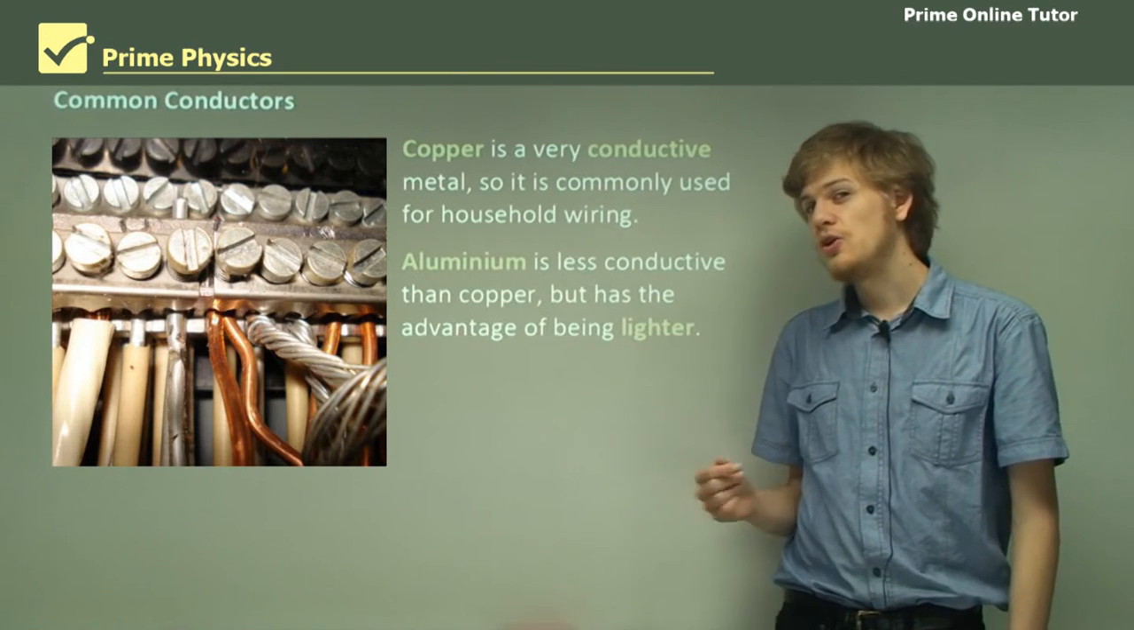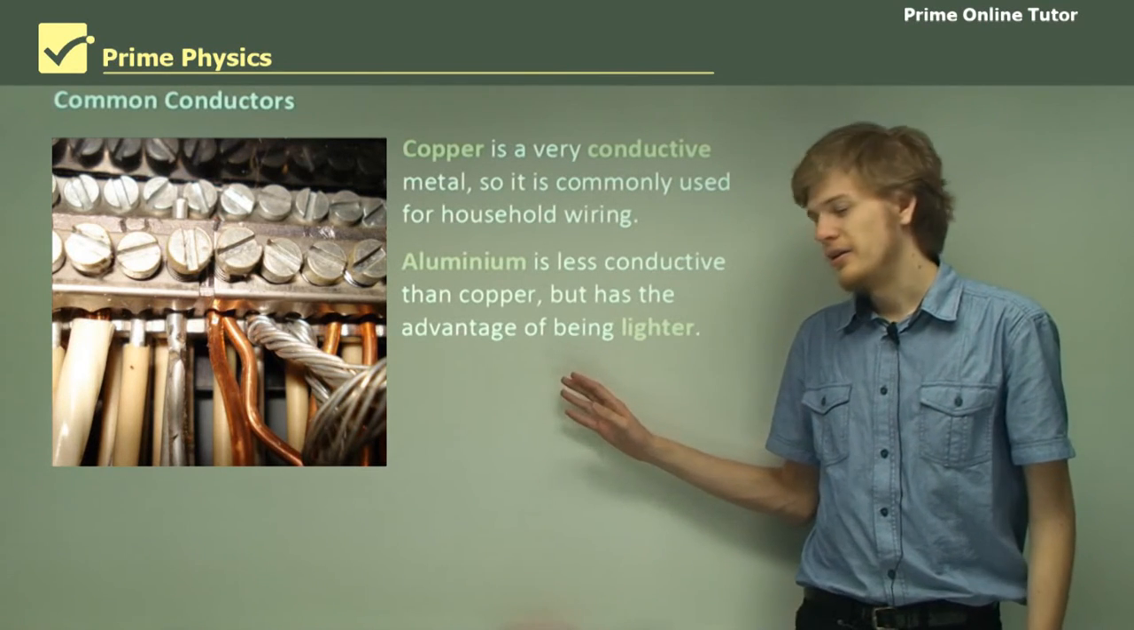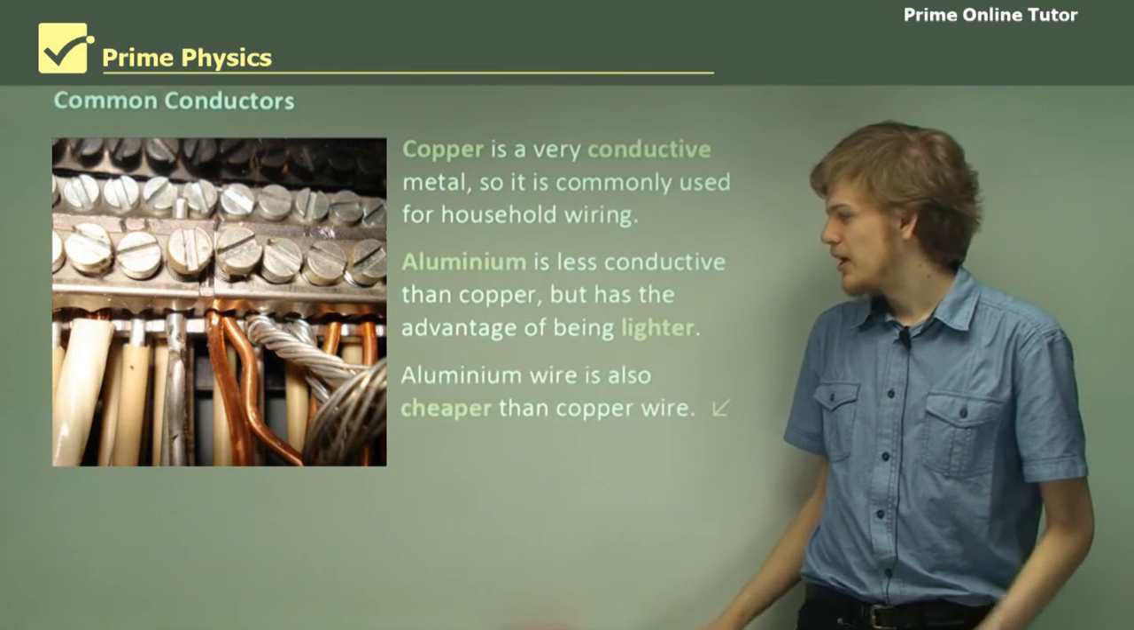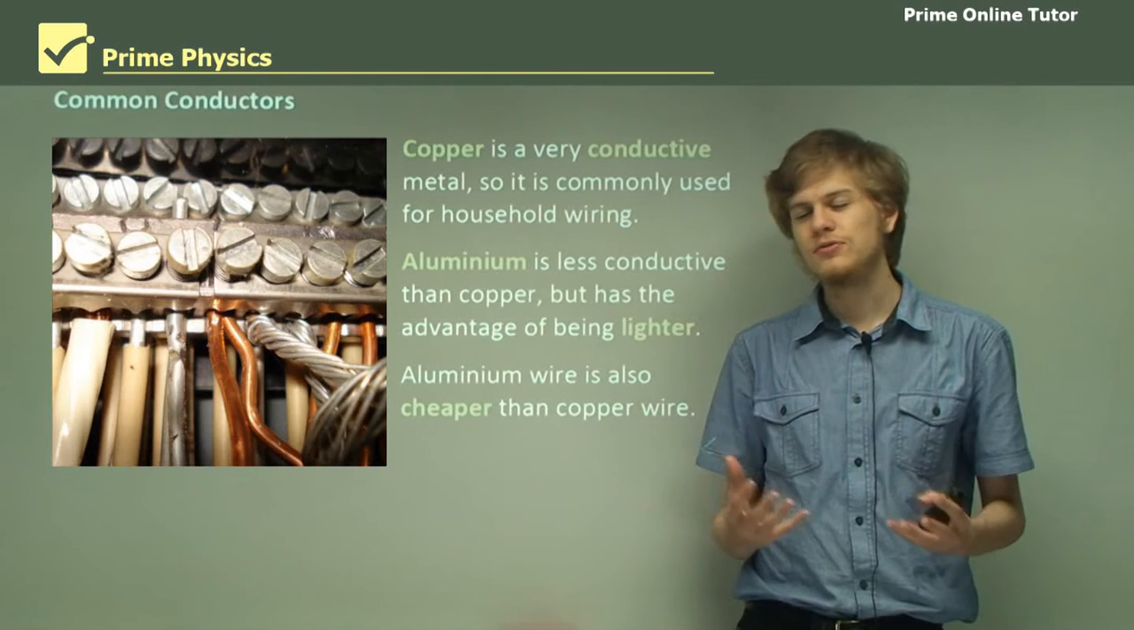Aluminium is less conductive than copper. It has a higher intrinsic resistivity, but it is lighter and also in fact a bit cheaper, which makes it also used as an alternative to household wiring.